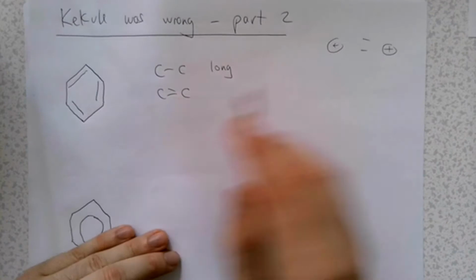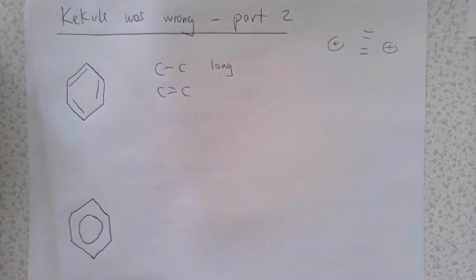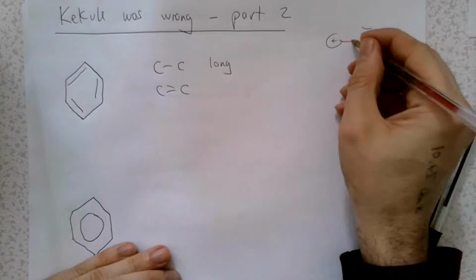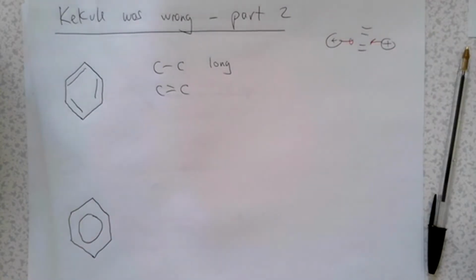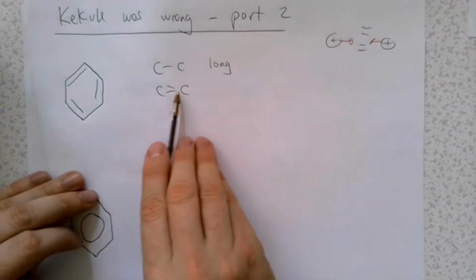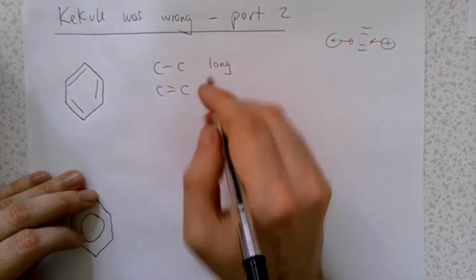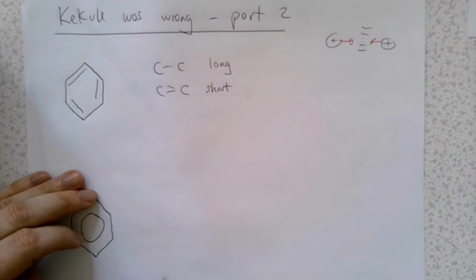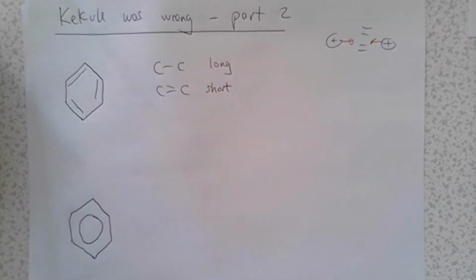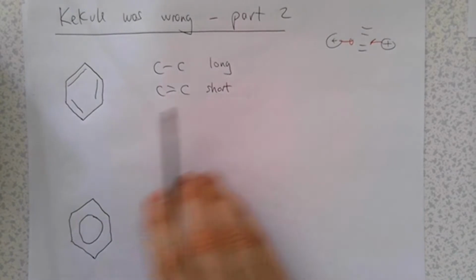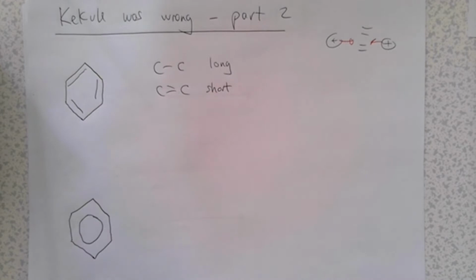Now, in a double bond, you've got 4 electrons, 2 pairs, pulling those nuclei in. And so that's going to pull the nuclei closer. Your carbons are going to get closer together because there's a greater attraction from the electrons. And so this bond will be shorter than the single. So Kekule's prediction, based on his hypothesis of the resonance model, was that there will be 3 long and 3 short bonds.